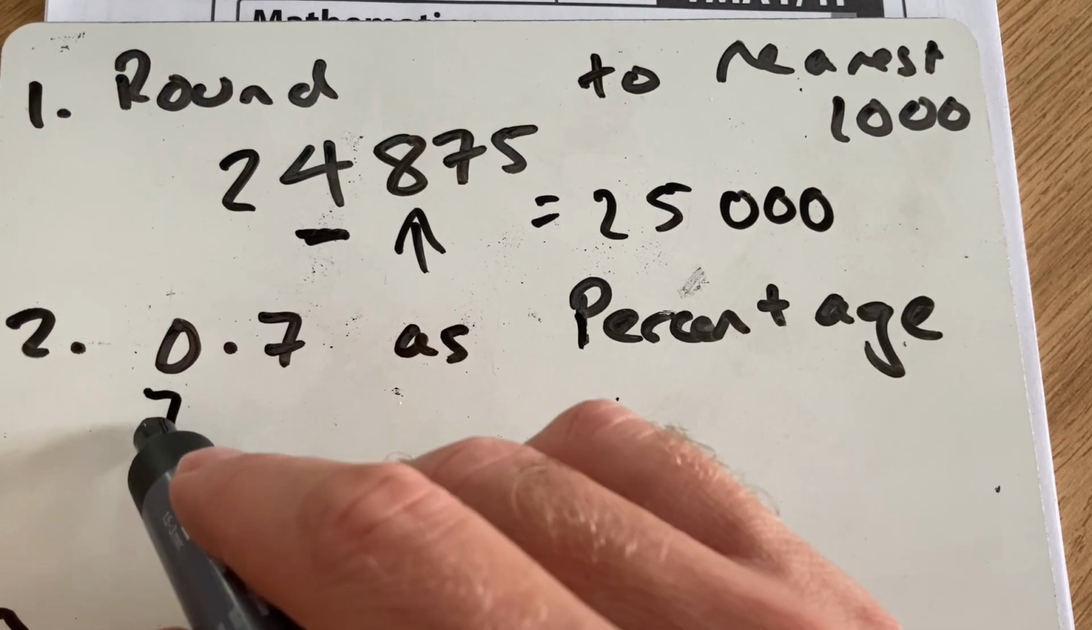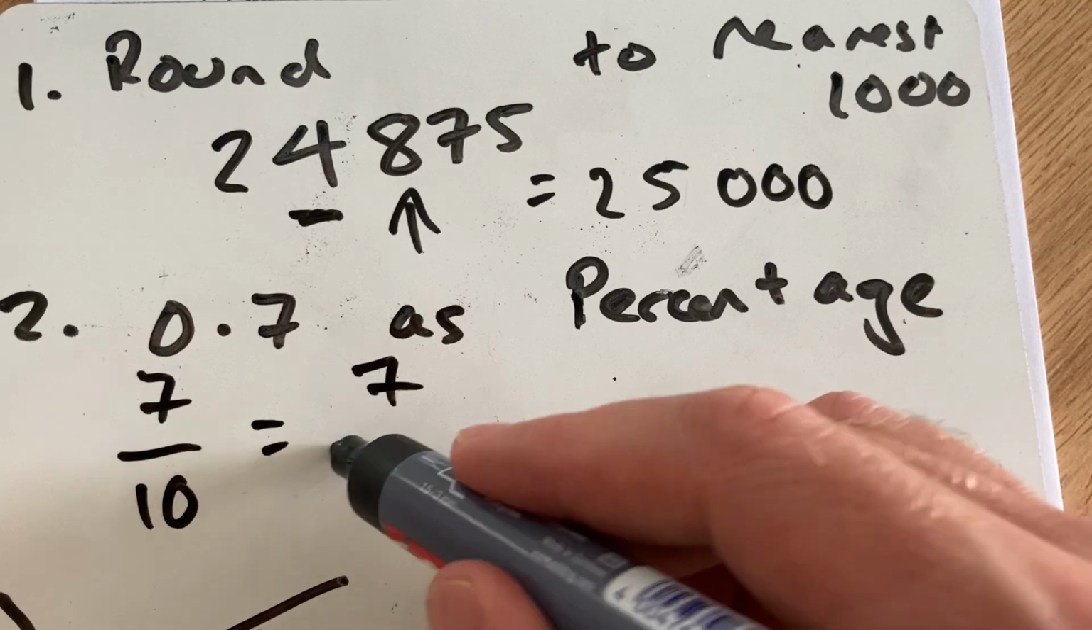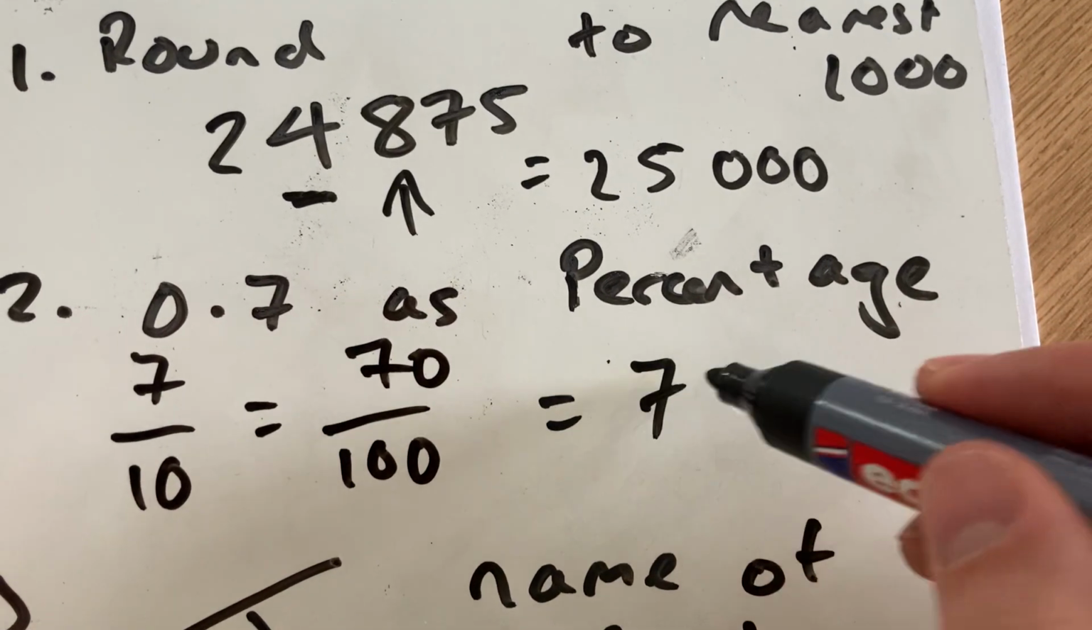Right, we've got to write 0.7 as a percentage. So that's 7 tenths as a fraction. I want to turn that into a percentage, so percentage is over 100. So it'll be 70 over 100, which makes it 70%.